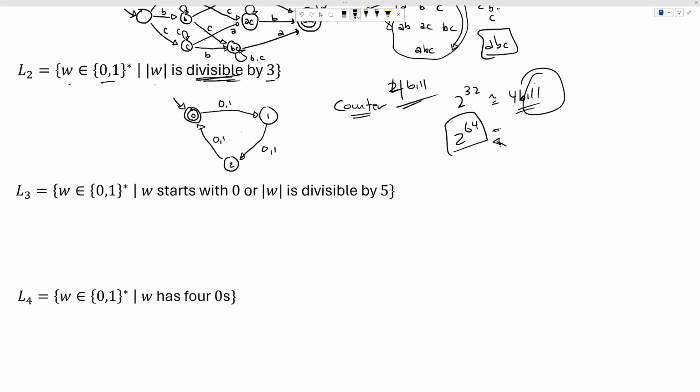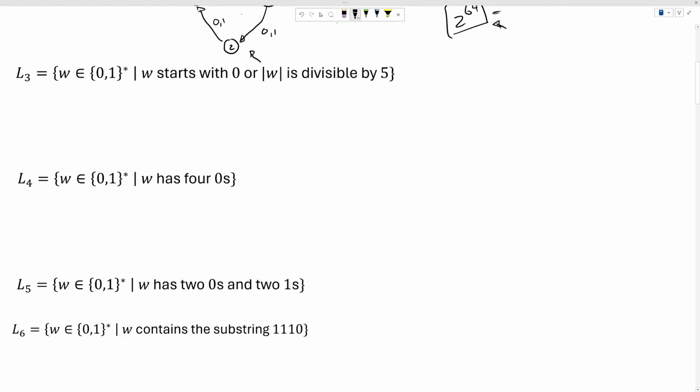Now notice we could have also said, hey, what about the length is equivalent to 1 mod 3? Then it would have been this state that we wanted, or 2 mod 3 would be this state that we wanted. So it doesn't always have to be divisibility that we're interested in. It could be indivisibility or some remainder that we're interested in. And we saw that with the even odd, even being divisible by 2 and odd being indivisible by 2.